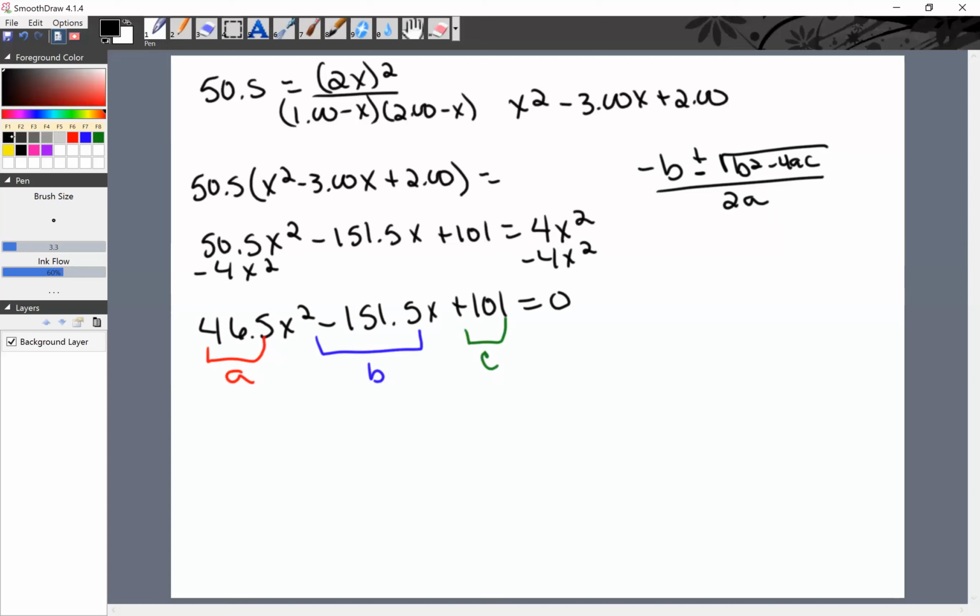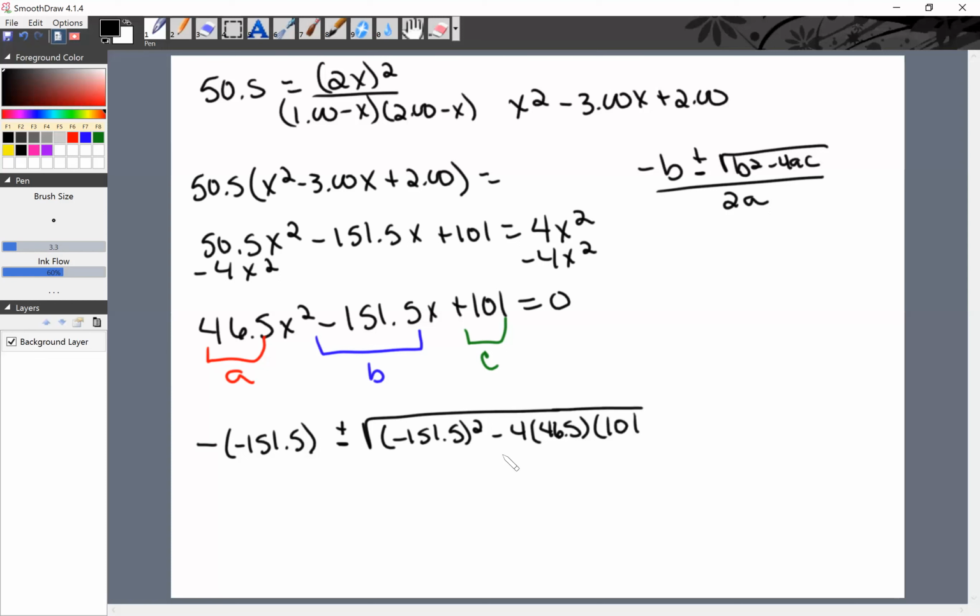So I have a minus b plus or minus the square root of a negative 151.5 squared minus 4 times 46.5 times 101, all over 2 times 46.5.